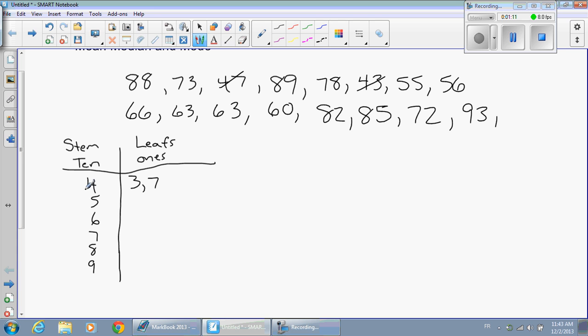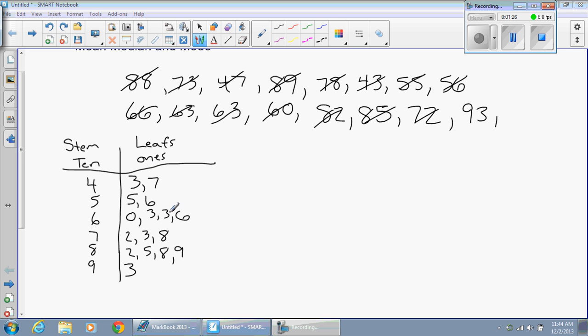So this is how this is read: 43, 47. So the numbers are just split. Stem and leaf charts make it easy to spot the mode, the most popular number. They also make it kind of easy to figure out the median, and I'll show you how. All right, so I've gone ahead and created the stem and leaf plot. Yours should look similar to this.